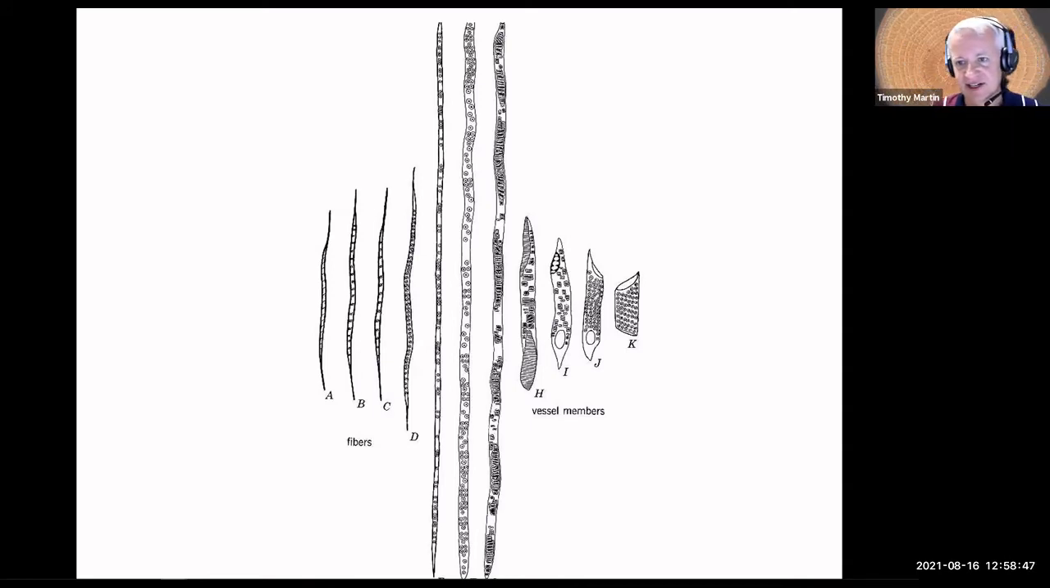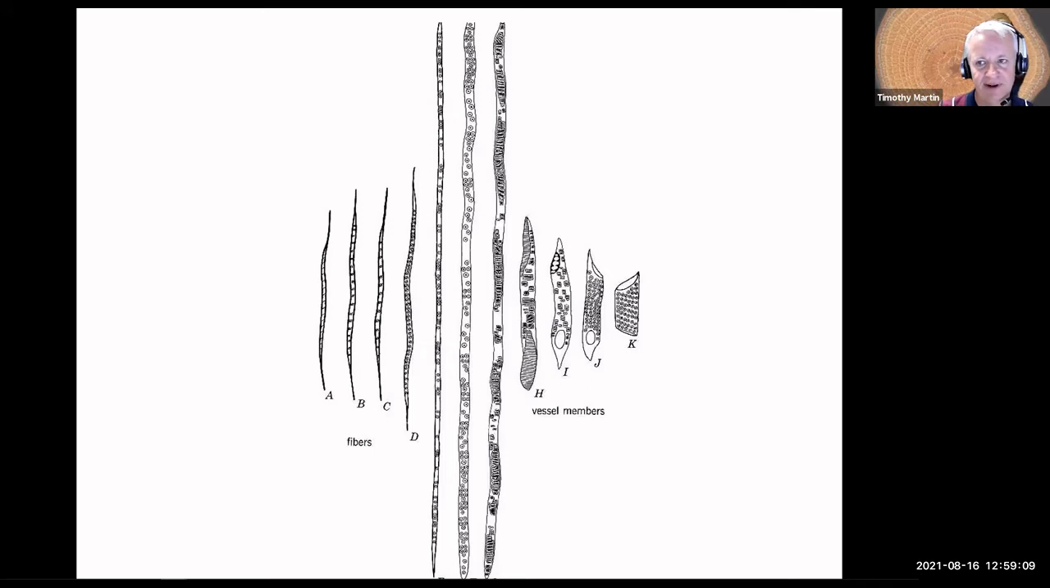An important characteristic of vessel members is that they only occur in angiosperms. Vessels do not occur in gymnosperms. So vessels arose with the evolution of angiosperms. And I'll talk about that in a little more detail in a second.